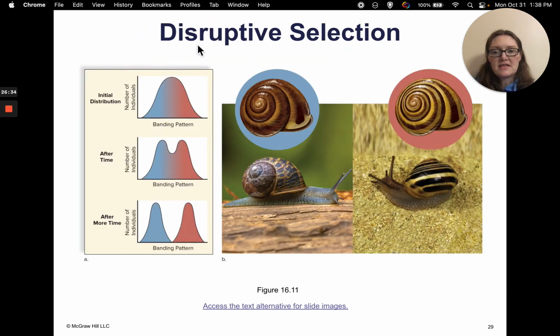And then here we see disruptive, where we have a banding pattern, and it has caused two distinct extremes, and this middle has disappeared. So we've gone from this extreme to this extreme, and the middle, kind of blended one is gone. So this one's disruptive. It's disrupted the graph.